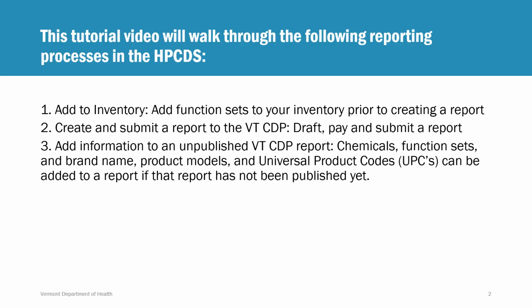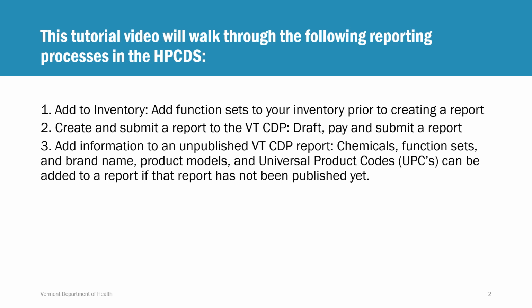This tutorial video will walk through the following reporting steps in the High Priority Chemicals Data System. Step 1. Add to inventory. You must add function sets to your inventory before creating a report. Step 2. Create and submit a report to the Vermont Chemical Disclosure Program. Draft, pay for, and submit a report.